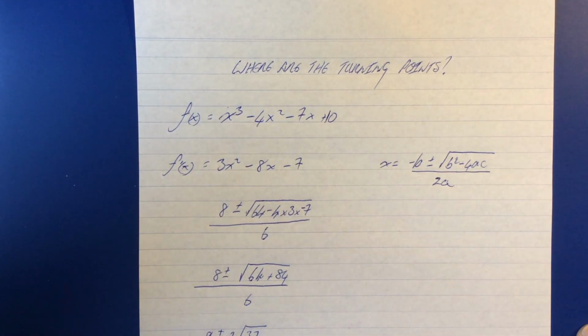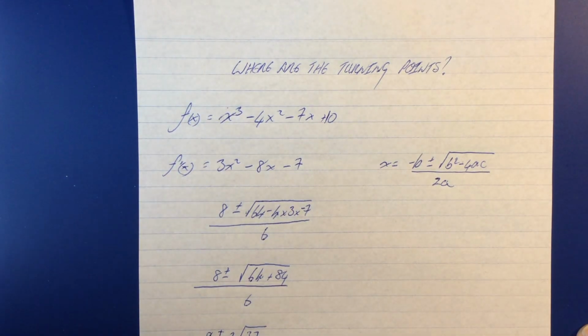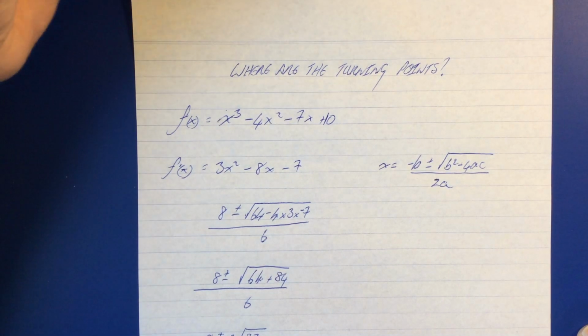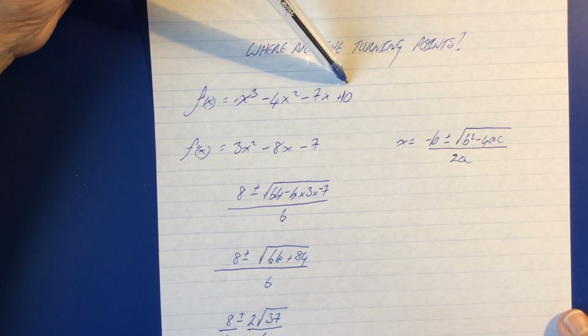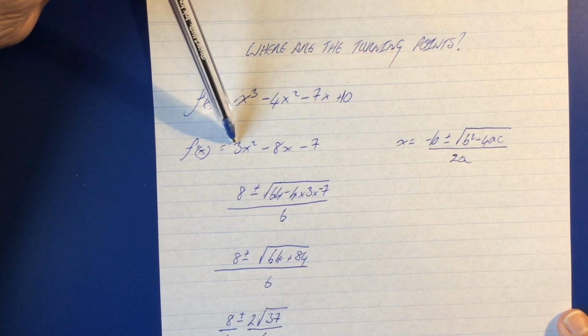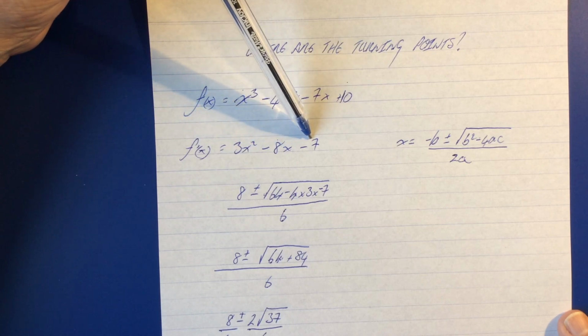Now, there are videos on how to differentiate in the playlist. So if what I'm talking about sounds like a foreign language to you, have a look at those. Anyway, let's go ahead and do this. We're going to differentiate this function, which is a nice, easy job to do. The differential of it is 3x squared minus 8x minus 7.